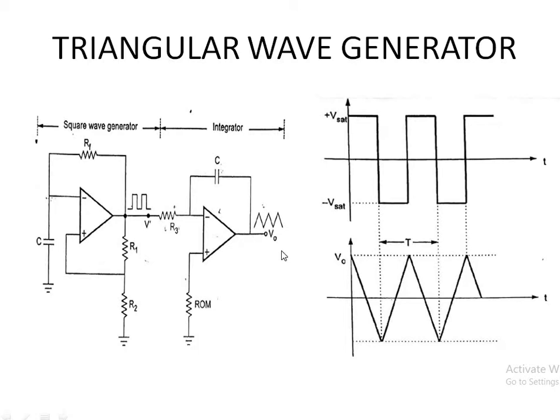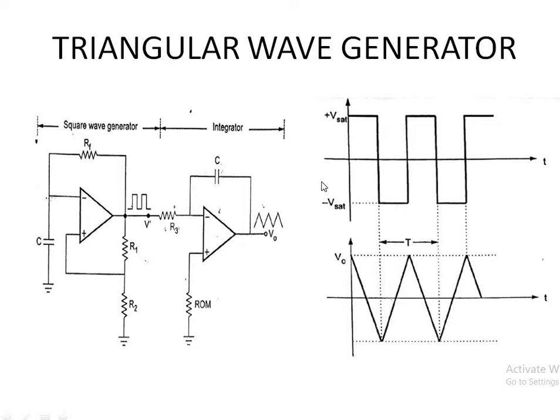During negative V saturation we obtain the output of the integrator as a rising ramp signal like this. This is due to the charging of the capacitor, because the negative current will cause the charging of the capacitor, so the output signal will be a rising ramp signal. This is the output we get during negative V saturation.